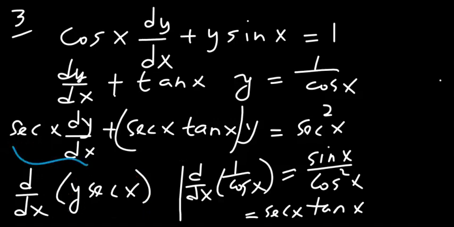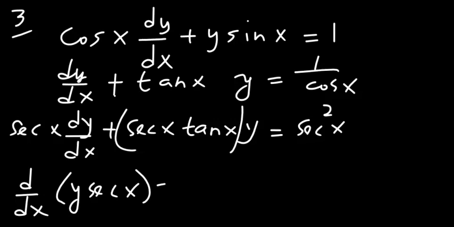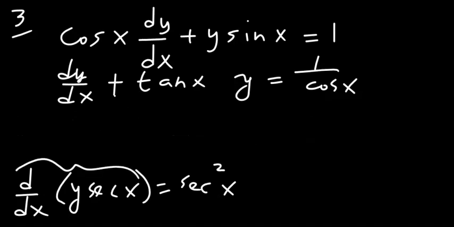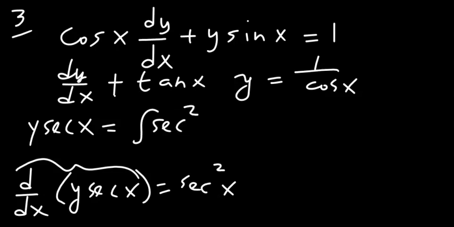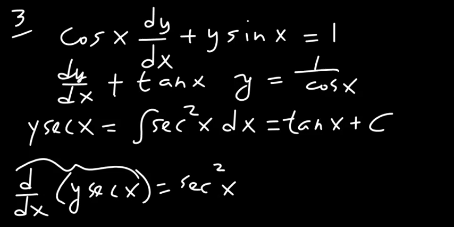So indeed, the left-hand side of that equation is just that. Equating that to the right-hand side, which is secant squared x, we can readily integrate this equation. Integrating the left-hand side is just y secant x. The right-hand side will become the integral of secant squared x dx, and that is just tangent x plus an integration constant, let's call it c.